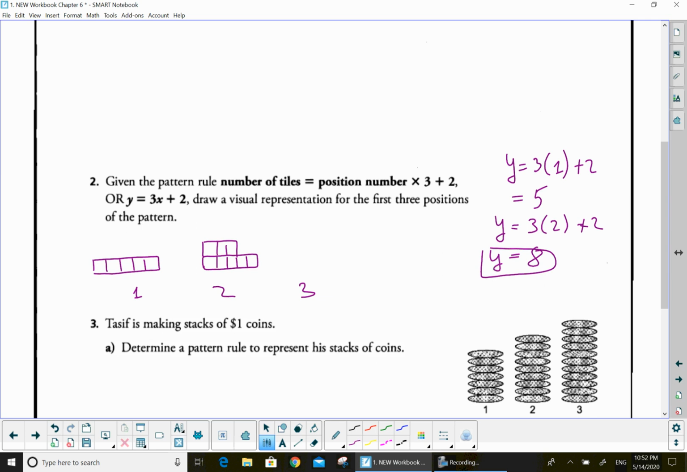Now, once I found the first one, I know because of the multiplier 3 times x, I know that it's going to be increasing by 3. So plus 3, plus 3. So now I don't really have to do the substitution. I can just add 3 to where I already have. I have 8 in this one, so plus 3 is just going to be 11.